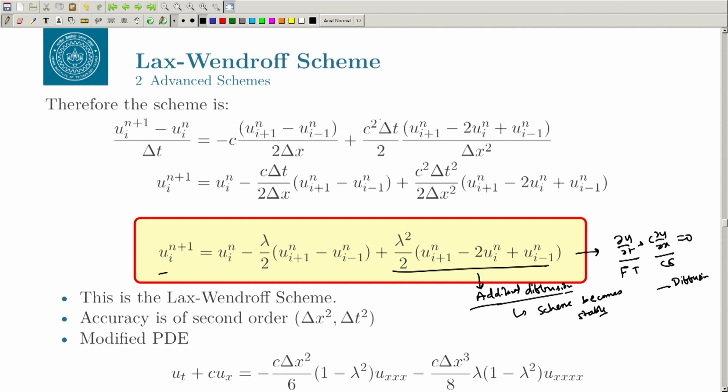So we just replace theta by c square delta t by 2. Then you work that out, multiply by delta t and put it in this form, and you will see that your theta becomes delta square, this is for theta by 2.